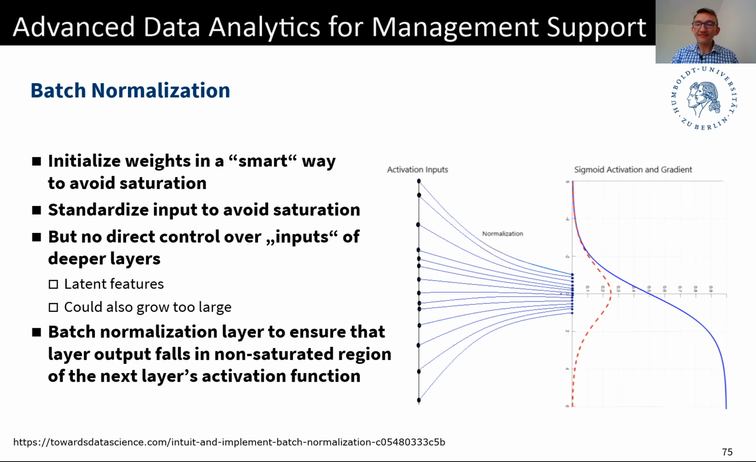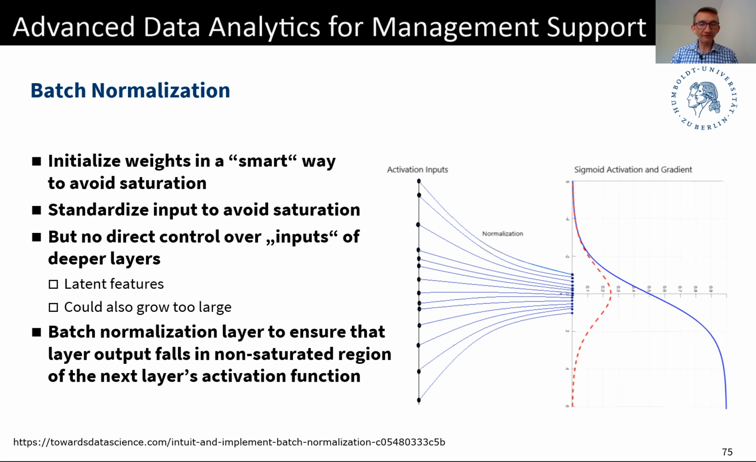To avoid that, there is an approach called batch normalization. Batch refers to the batch in batch gradient descent or in mini batch gradient descent, where you basically normalize the outputs of a hidden layer before you put them into the next hidden layer. And you normalize them in such a way that they fall into the interval of your activation function, which is once more shown here on the picture.